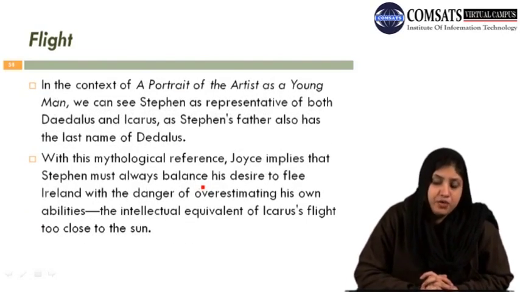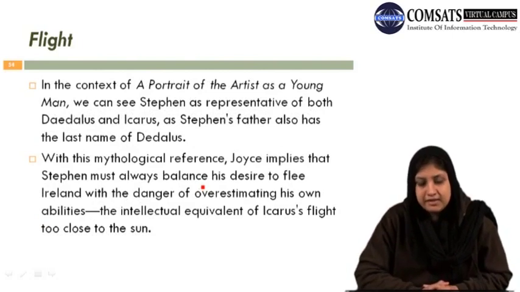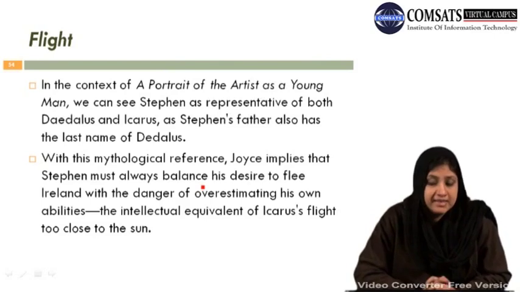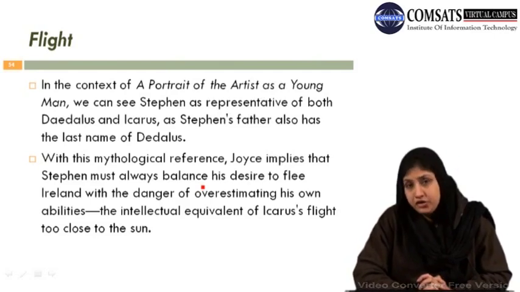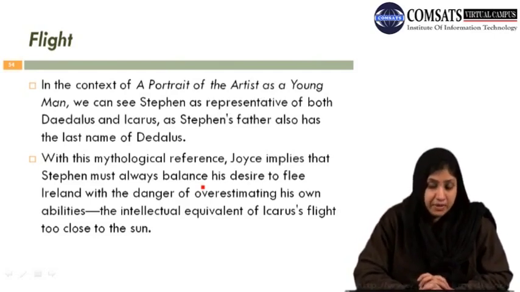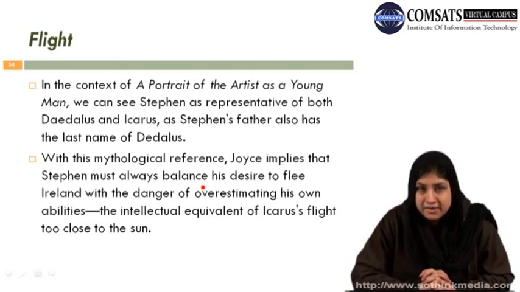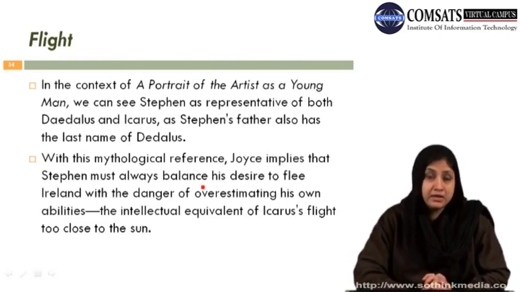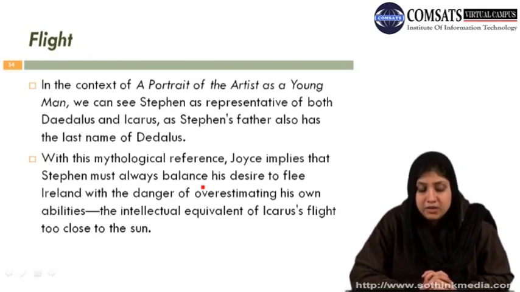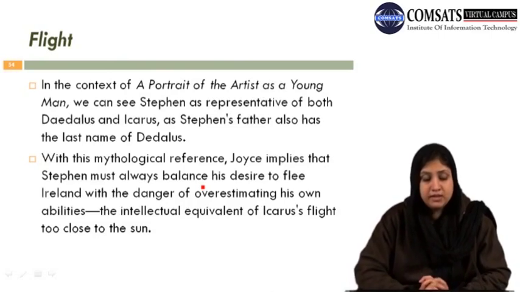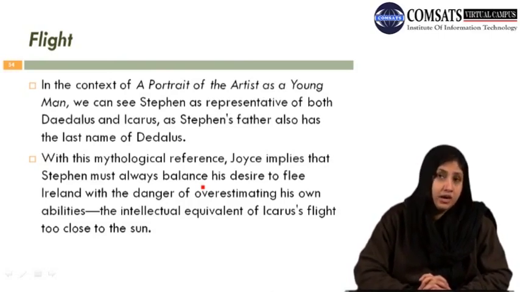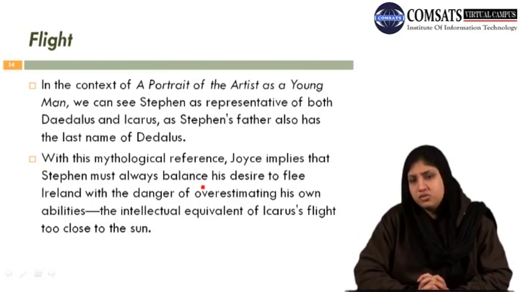In the context of A Portrait, we can see Stephen as representative of both Daedalus and Icarus, as Stephen's father also has the last name of Dedalus. With this mythological reference, Joyce implies that Stephen must always balance his desire to flee Ireland with the danger of overestimating his own abilities, the intellectual equivalent of Icarus' flight too close to the sun.